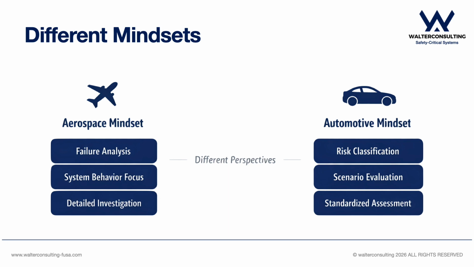In aerospace, the focus is on failure analysis. Engineers try to understand how a system can fail and why. This leads to detailed investigation and multiple analysis methods. In automotive, the focus is more on risk classification. Scenarios are evaluated, and risks are categorized. This results in a more structured and standardized approach. These differences reflect different engineering cultures and regulatory environments. But both approaches aim to achieve the same goal: safe system behavior.